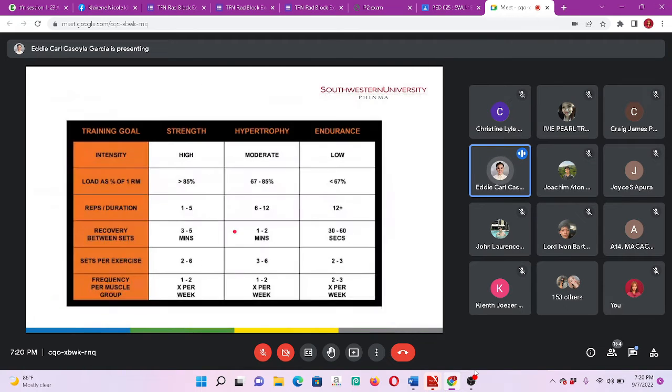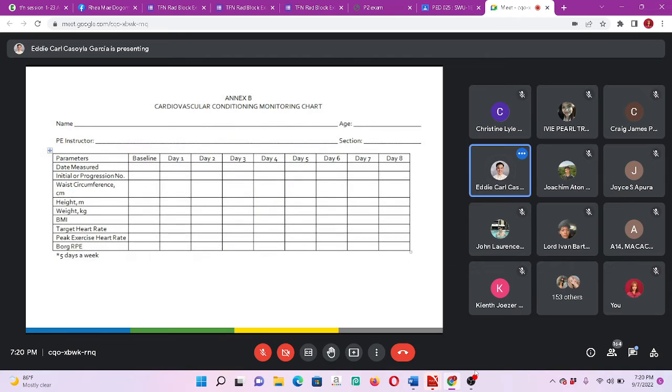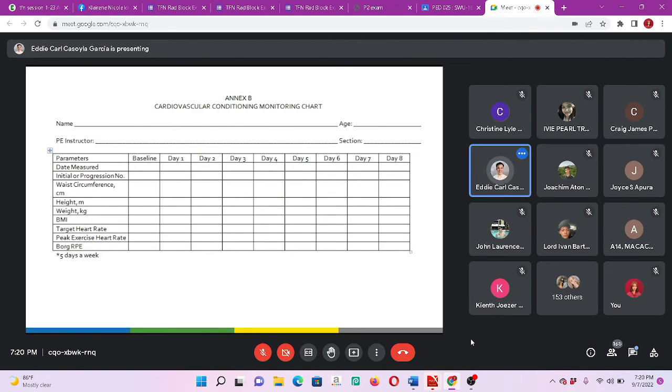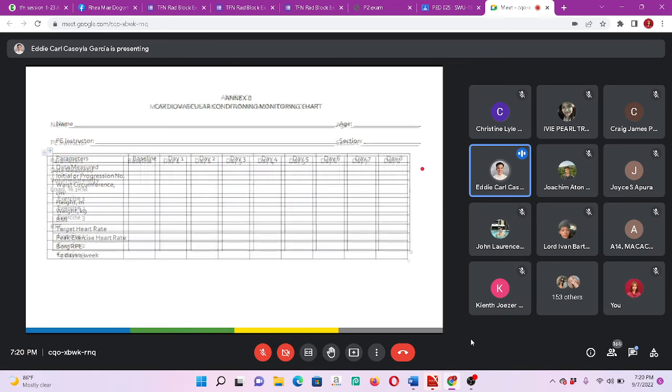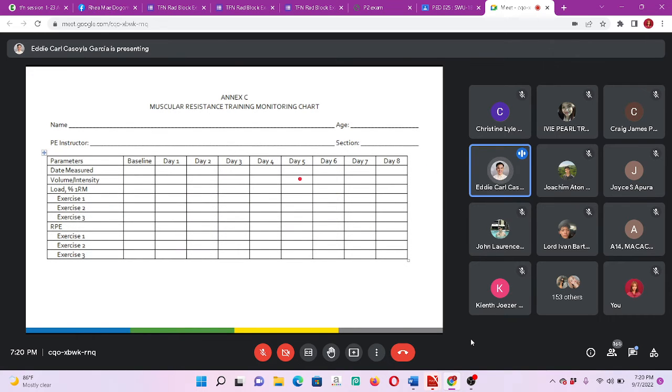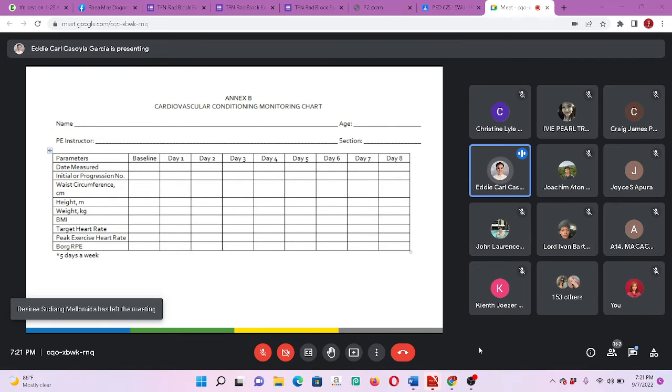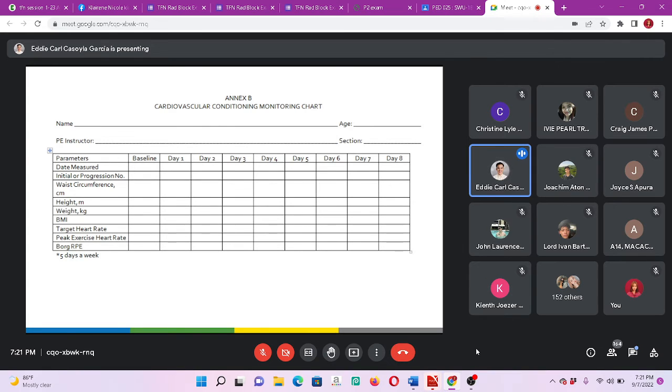And also, kindly take a screenshot of this one. Annex B, your monitoring chart for your cardiovascular. Okay. And next slide, also take a screenshot for Annex C, the monitoring chart for muscular resistance training. Okay, so the reason why you need to have the monitoring chart, both student and teacher, is that once you start implementing your program or exercise routine, following your exercise prescription, we can check if there's any development or progress while using your exercise prescription.